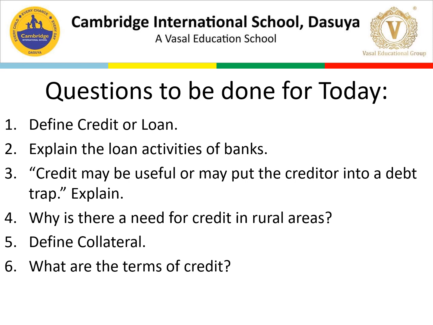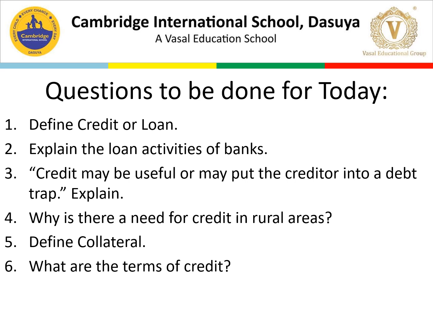Then is credit may be useful or may put the creditor into a debt trap. So you have to discuss both the case of Salim as well as Swapna in this and explain the situation with this statement. Next is why is there a need for credit in rural areas? So you just have to mention the purposes why we need a loan in the rural areas. It's a very simple one. You can discuss. I want you to use brain here. Why we are taking loan in the rural areas.